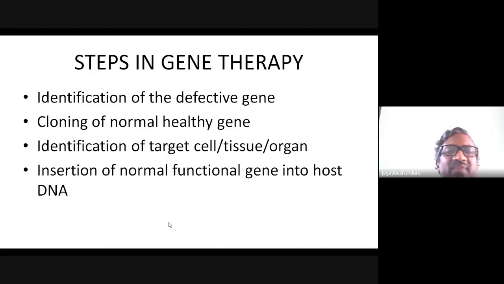And the cloning of the normal healthy gene: we take it and clone it with the segment which is normal. We then identify the target cell or tissues where we need an alteration, and insert this normal functional gene into the host DNA. This is actually the journey. We identify the defect, find the normal one and make it outside, identify the target cell where the defect is present, and insert this normal functional gene into the host. These are the 4 major steps in gene therapy.